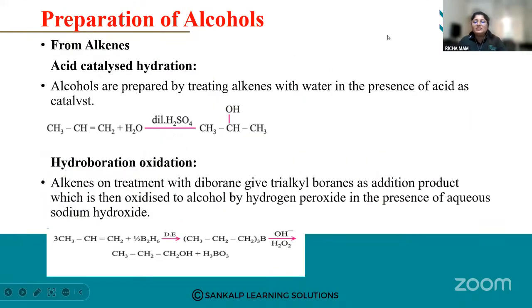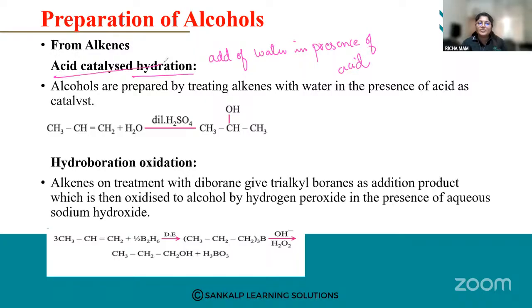So let us see the methods of preparation of alcohol. First, we are going to prepare alcohols from alkenes. The first method is acid catalyzed hydration. Hydration means addition of water. Acid catalyzed means we are adding water in the presence of acid.